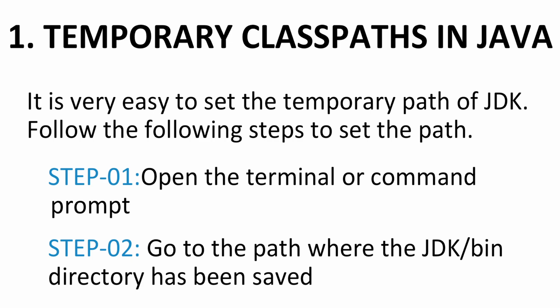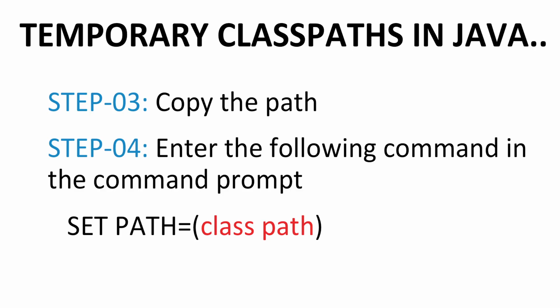Then in the second step, we have to go to the path where the JDK bin directory has been saved. There is a predefined directory called JDK bin. In the directory called JDK, there is another directory called bin, where we will save our working programs and simple programs under consideration. So we have to go to the path where the JDK bin directory has been saved. Now step 3, copy the path. We have to copy that particular path to reach that directory.